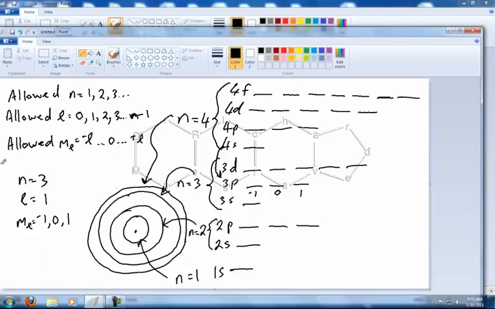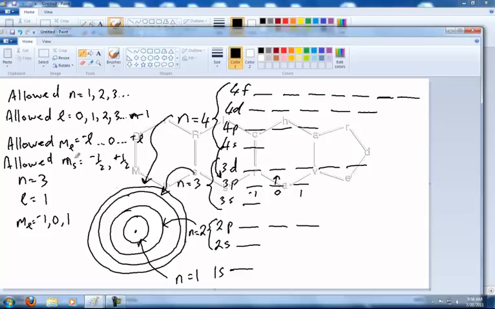Alright, the last one is m sub s, or the spin quantum number, and it can be negative a half or plus a half. Basically all this is saying is the electron is either up or down. So let's say the electron was pointing up, then I would say m sub s equals plus 1/2. Now each of these orbitals can contain a possible 2 electrons, but if there's 2 electrons in the orbital, one has to be up and one has to be down.